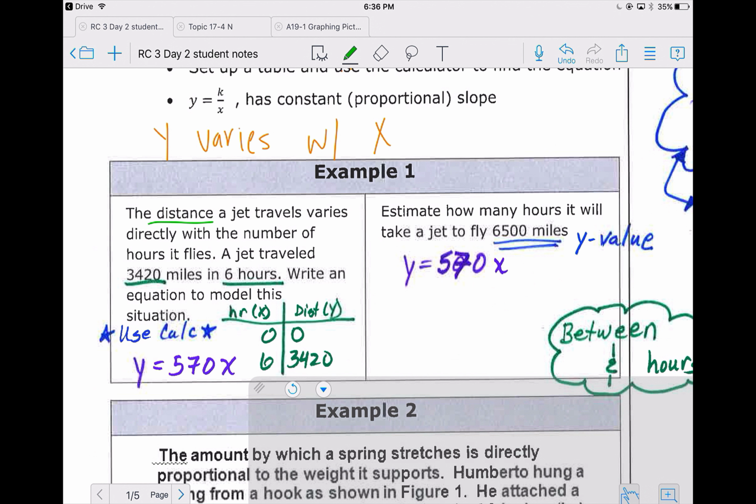So there's a lot of words in that. Make sure you go back and reread if you need, but there's a lot going on. We took our direct variation and the information we were given, 10-pound weight stretched 3 inches, made a table, created our equation, and then put that equation in y equals to figure out the end.